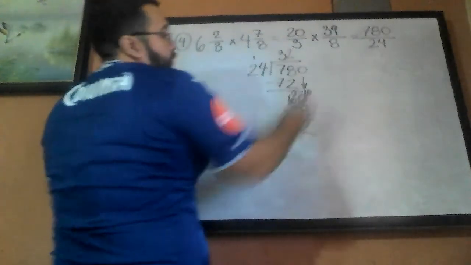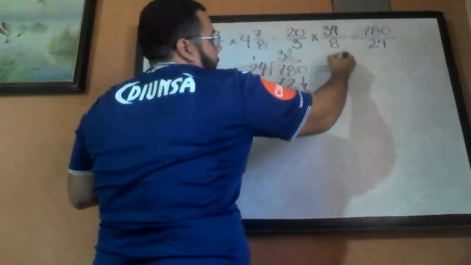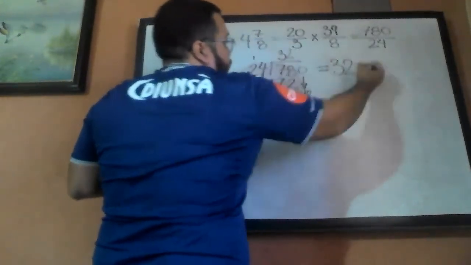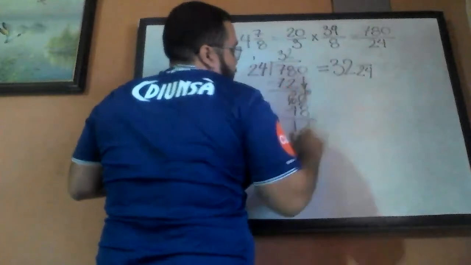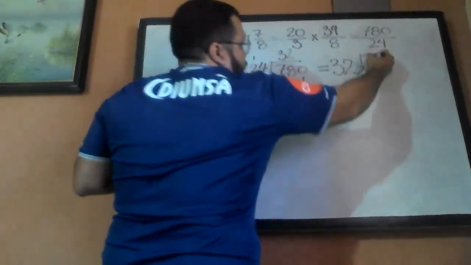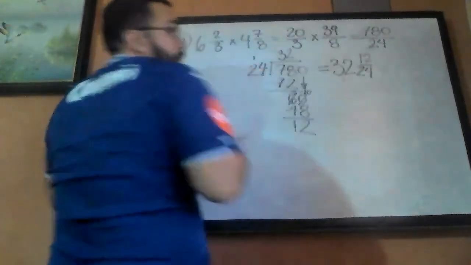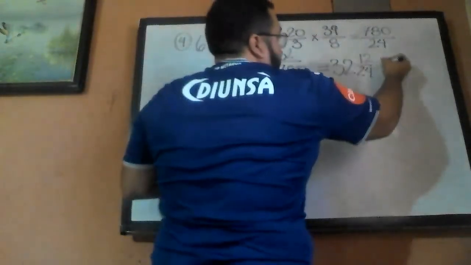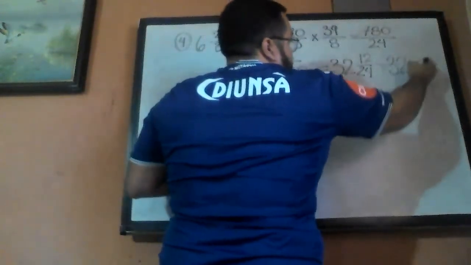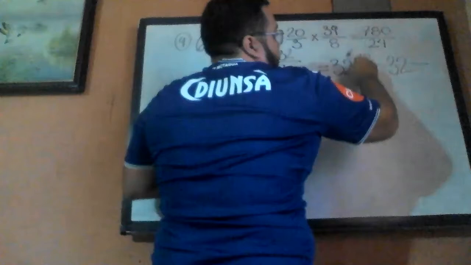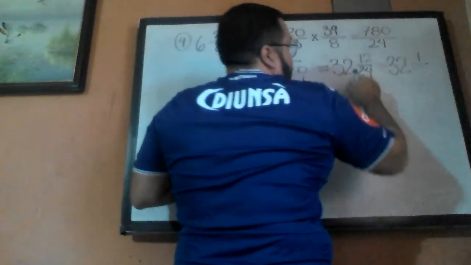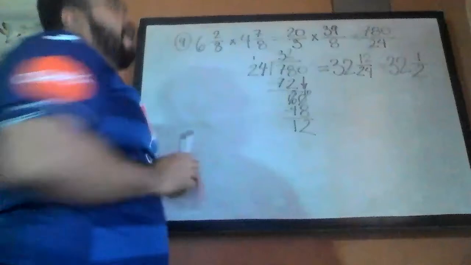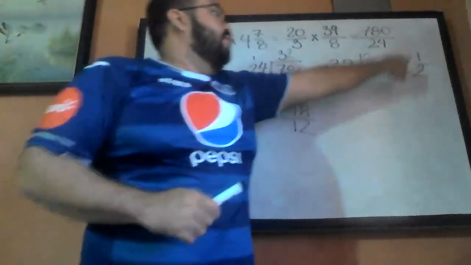With these three numbers, we're going to make a mixed number. 32 is our whole number, 24 our denominator, and 12 our numerator. This fraction can be simplified. So let's write again 32 and 12 divided by 12, 1. 24 divided by 12, 2. So the answer is 32 1/2.